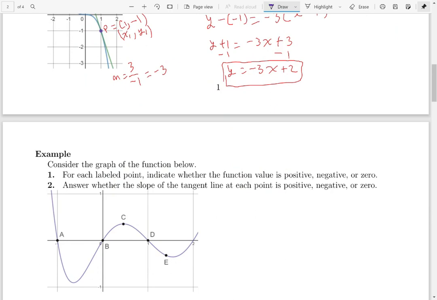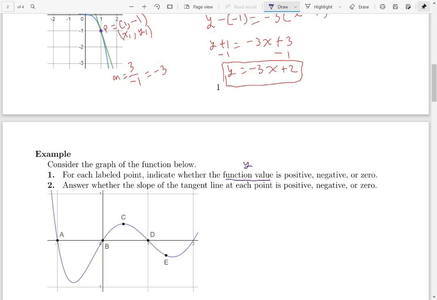So now for this example, we're going to do two things. First, for each labeled point, we're going to indicate whether the function value is positive, negative, or 0. Function value means a y value. And so we're looking, what is the output? What is the y value? Is it positive, negative, or 0?